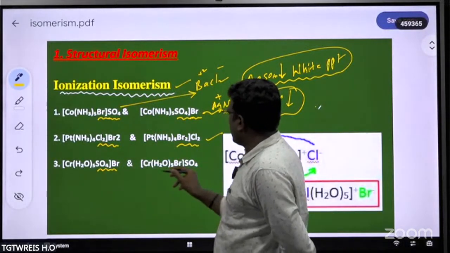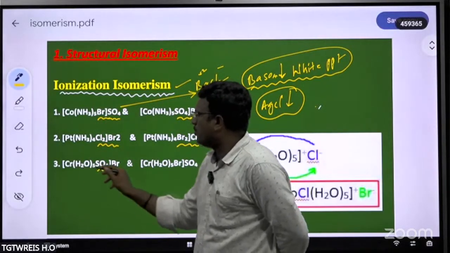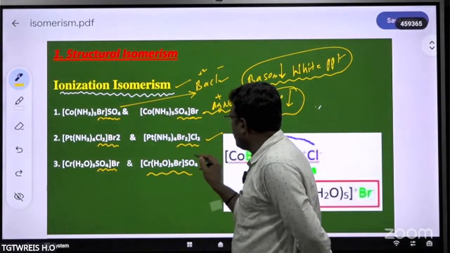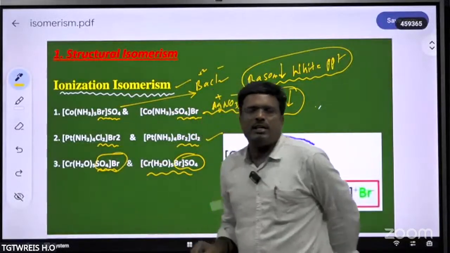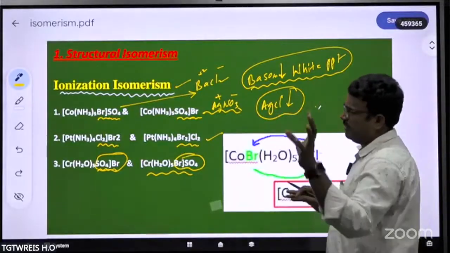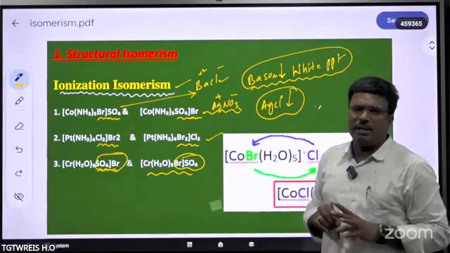Okay, so here the compounds are different. Here we have penta aqua chromium sulfate and bromide. Here bromine and sulfate have changed. So sulfate and bromine both are changed. In case the ions are changed, those compounds are called which type of isomer? Ionization isomerism. Very, very important.